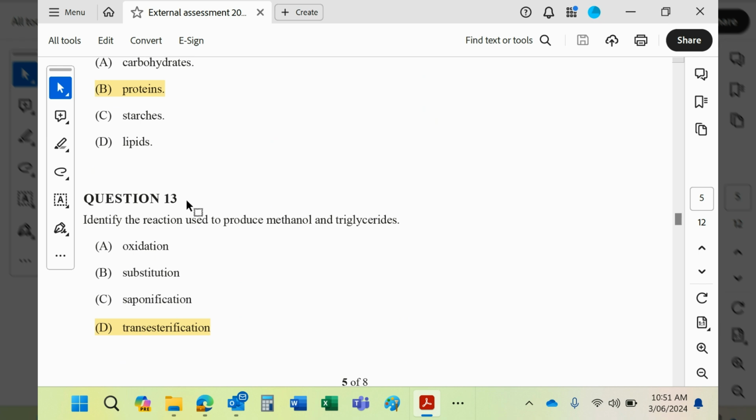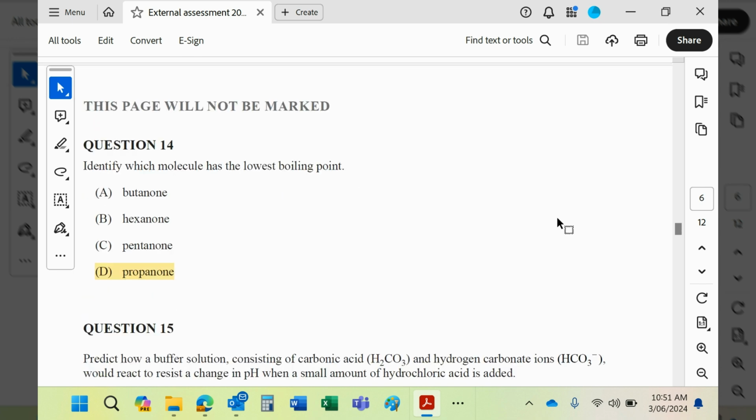Identify the reaction used to produce methanol and triglycerides. Triglycerides are also known as fats or lipids or oils, and you are probably more familiar with the reverse reaction where methanol and triglycerides are used to produce the biofuel biodiesel. This is the reverse reaction. And whether you look at it forwards or backwards, it's transesterification because biodiesel is an ester, and when you go from one to the other, you are basically undergoing transesterification, one ester to another ester.